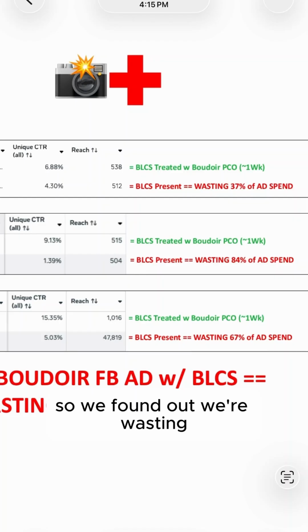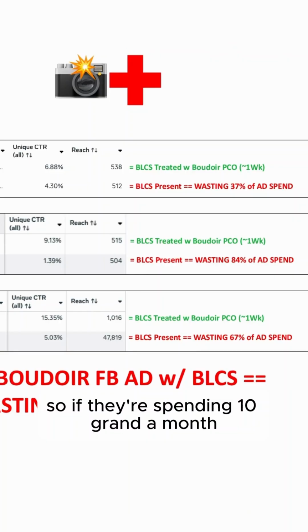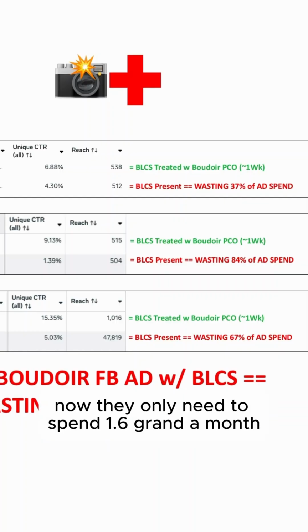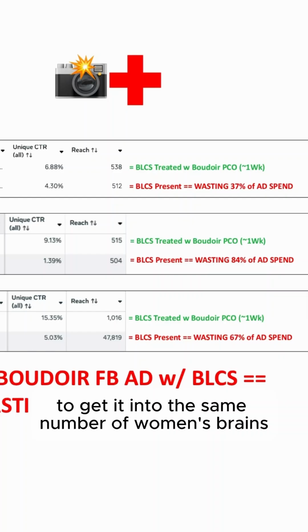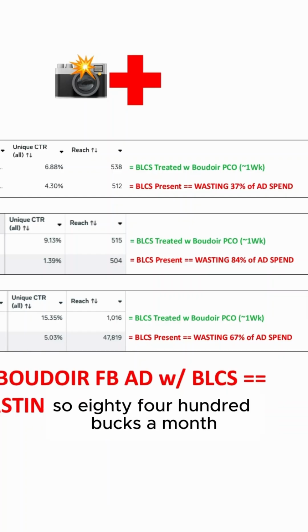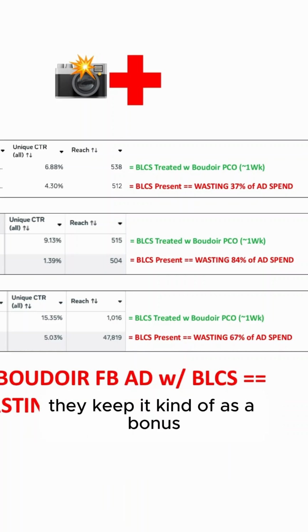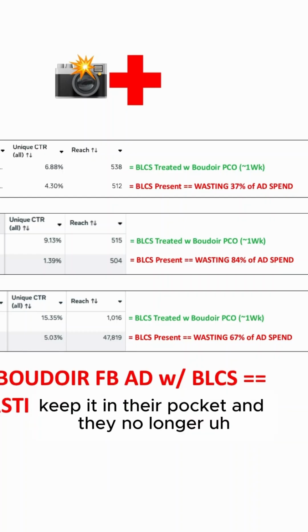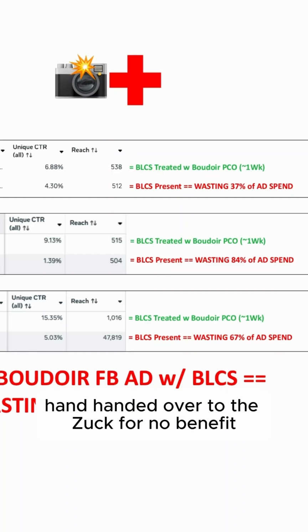So we found out the original Boudoir Facebook ad was wasting 84% of ad spend. If they're spending 10 grand a month on the original Boudoir Facebook ad, now they only need to spend 1.6 grand a month on the Boudoir Pico treated ad to get it into the same number of women's brains. So $8,400 a month, they literally no longer have to spend. They keep it as a bonus, a phantom bonus, kind of phantom profit. Keep it in their pocket, and they no longer hand it over to the Zuck for no benefit at all.